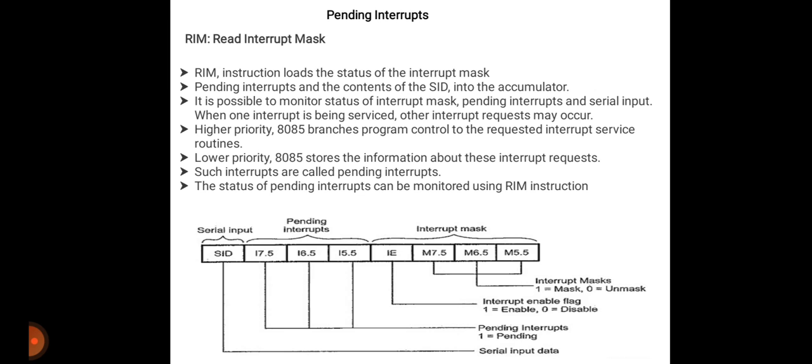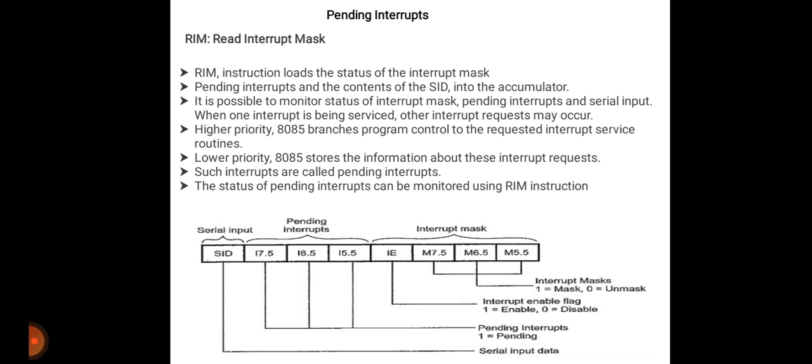When one interrupt is being serviced, other interrupt requests may occur. If the new requests are of higher priority, the 8085 branches program control to the requested interrupt service routines. But when the interrupt requests are of lower priority, the 8085 stores the information about these interrupt requests. Such interrupts are called pending interrupts. The status of the pending interrupts can be monitored using the RIM instruction format.